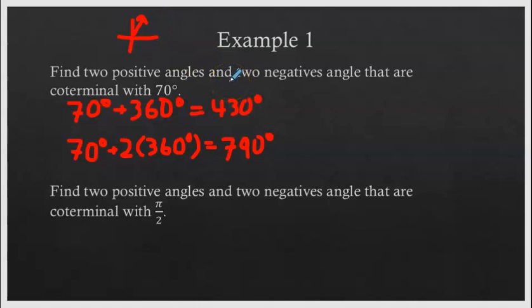Now, if we want to get some negative coterminal angles, it's going to be a very similar process. We'll still start with 70 degrees, but instead of adding 360 to go around once, we're going to subtract 360 this time. So 70 degrees minus 360 degrees will equal negative 290 degrees.